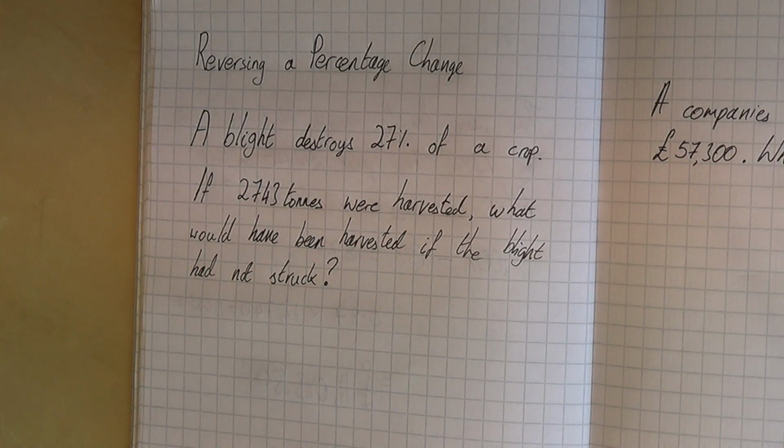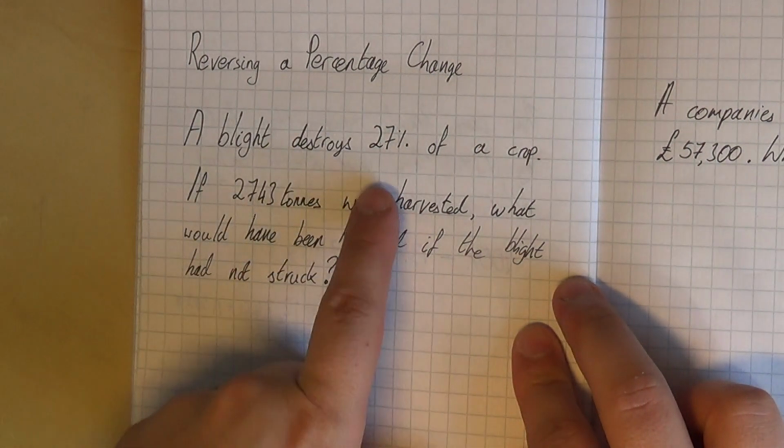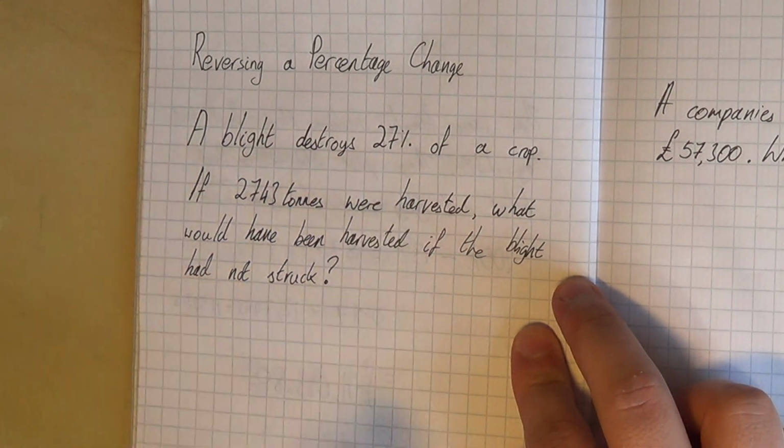Alright, today we're going to look at undoing a percentage change, so going backwards to what things were before a change happened. This really depends on you having grasped the previous techniques. If you didn't follow the last one, this will be tricky for you, so make sure you've sorted that out first before attempting this.